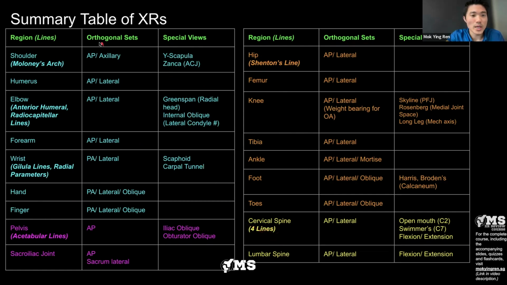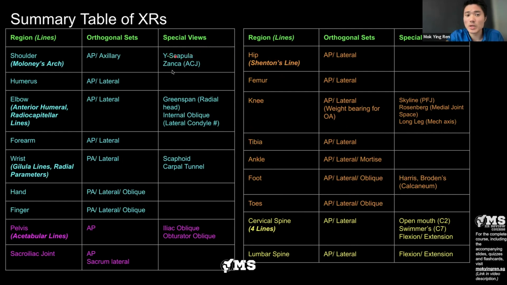Okay, and then we have the orthogonal sets. What are they ordered as, right? AP, axillary views, or rather axial views, AP, lateral, oblique, right? Remember to remove the overlaps. Okay, weight bearing for osteoarthritis in the knee. Okay, and then finally the special views, right?